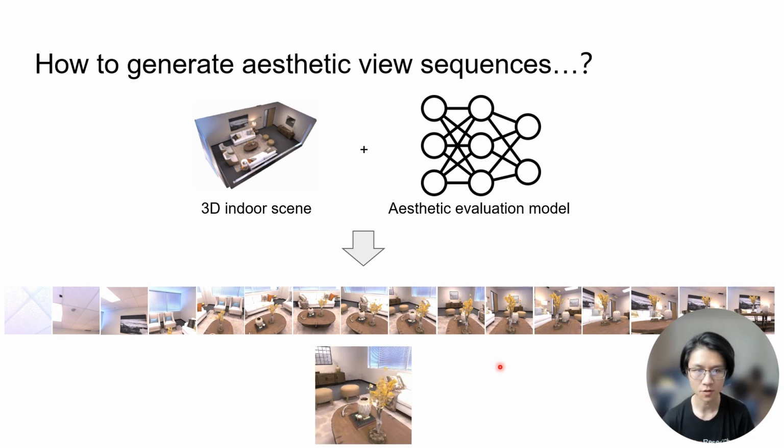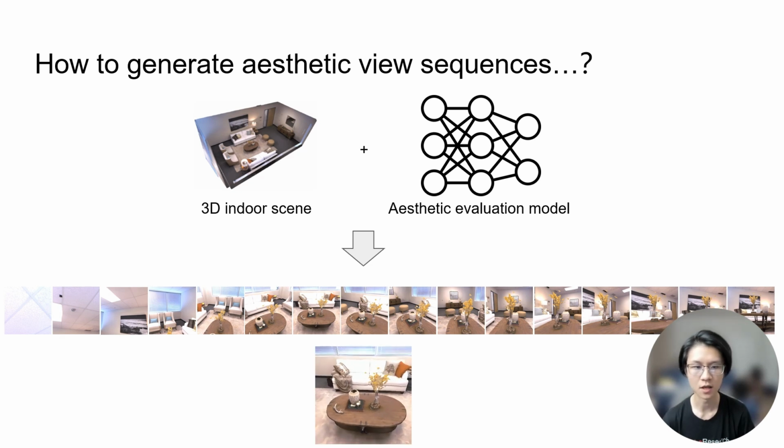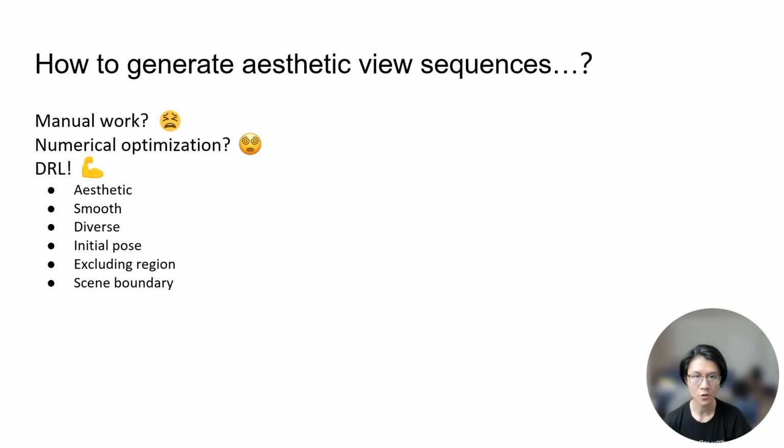This view sequence and the video are produced by our deep reinforcement learning agent after 3.5 hours of training. In this task, manual work could take hours. Numerical optimization methods are inefficient in the high-dimensional continuous output space. Through extensive experiments, we show that our deep reinforcement learning agent can control the camera to generate aesthetic, smooth, and diverse view sequences while satisfying initial pose, excluding pose, and boundary constraints.